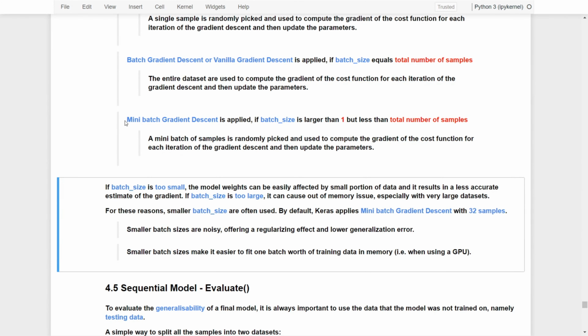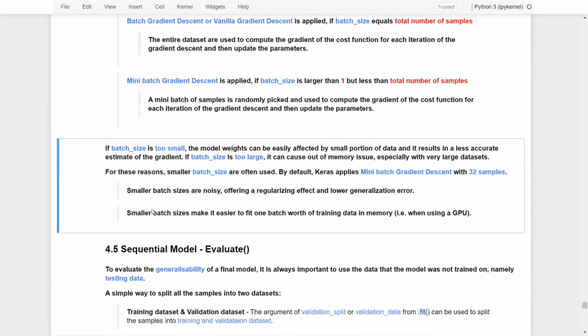The advantage of using mini-batch gradient descent is that because the batch sizes are relatively small, they can offer a regularization effect with lower generalization error compared to stochastic gradient descent. A smaller batch size also makes it easier to fit one batch worth of training data in memory. In that case, it's much easier for us to avoid out-of-memory issues, especially when we are using a GPU. Therefore, the default value, 32 samples, is a very good starting point.